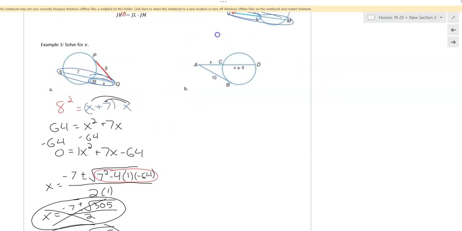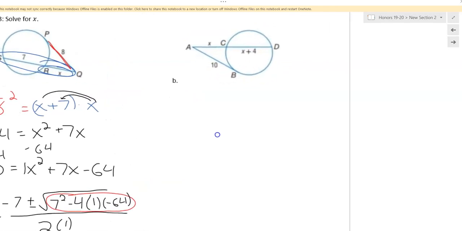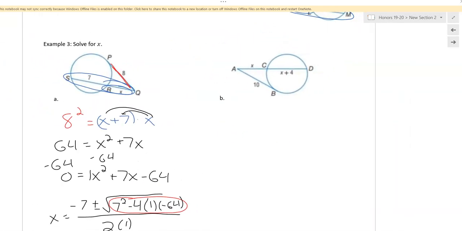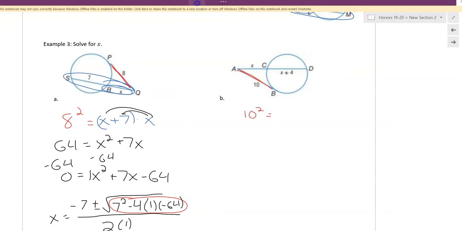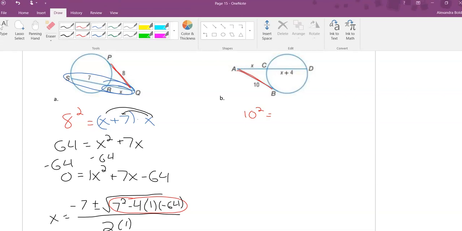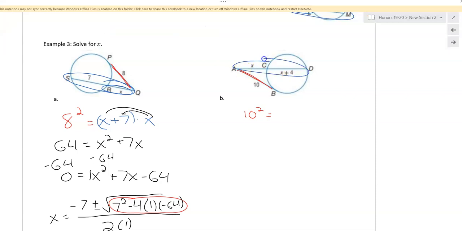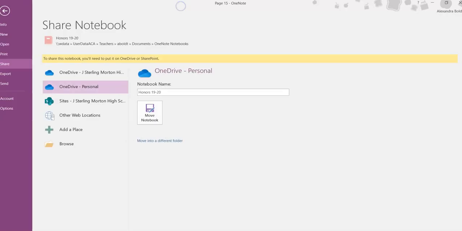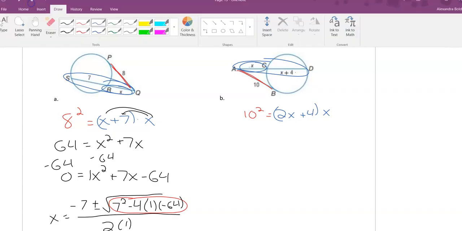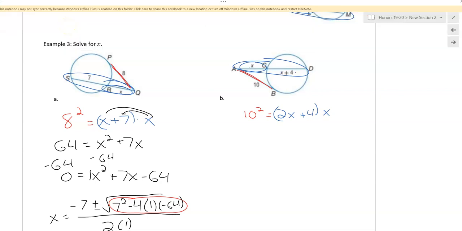Alright, part B. Same type of thing, right? We'll start with the piece that's by itself. 10 squared equals this whole thing. Well, x plus 4 is 2x plus 4 times just this piece, which is x. 10, I keep hitting that, I apologize. 10 squared is 100.